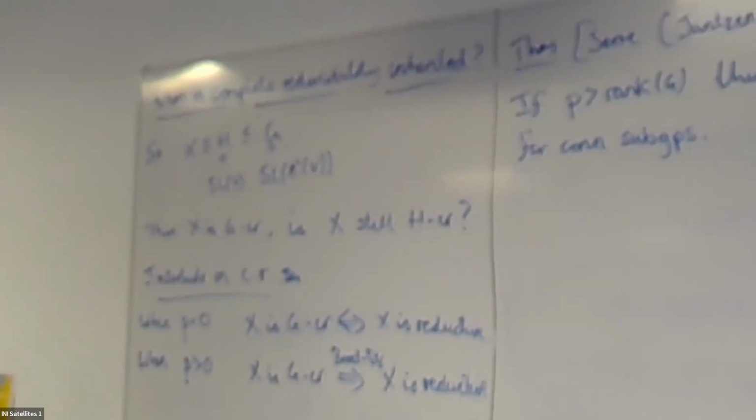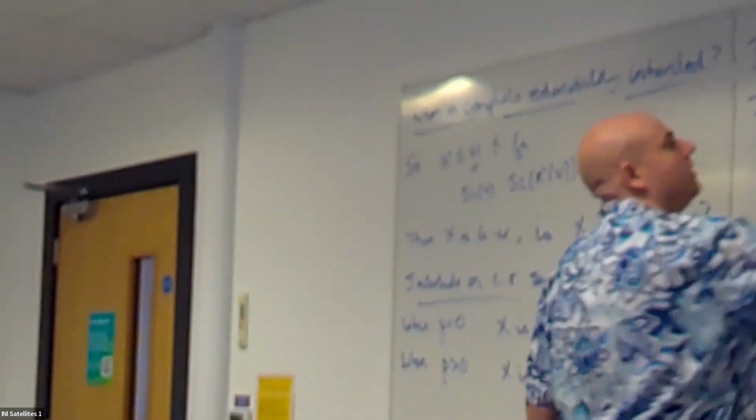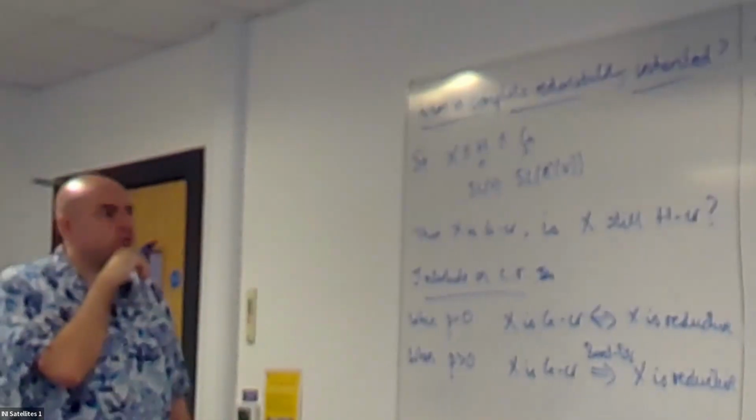So if you want something interesting to happen, that is, you get some subgroups that are not completely reducible, then p needs to be less than or equal to the rank.